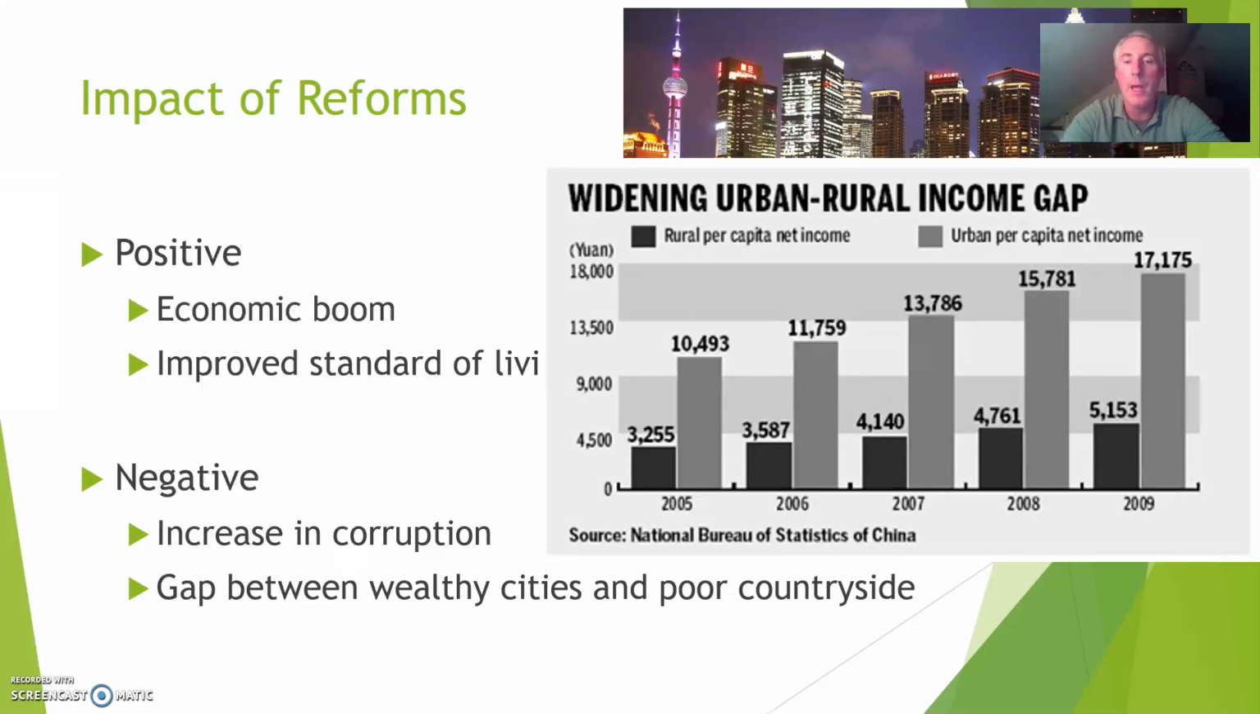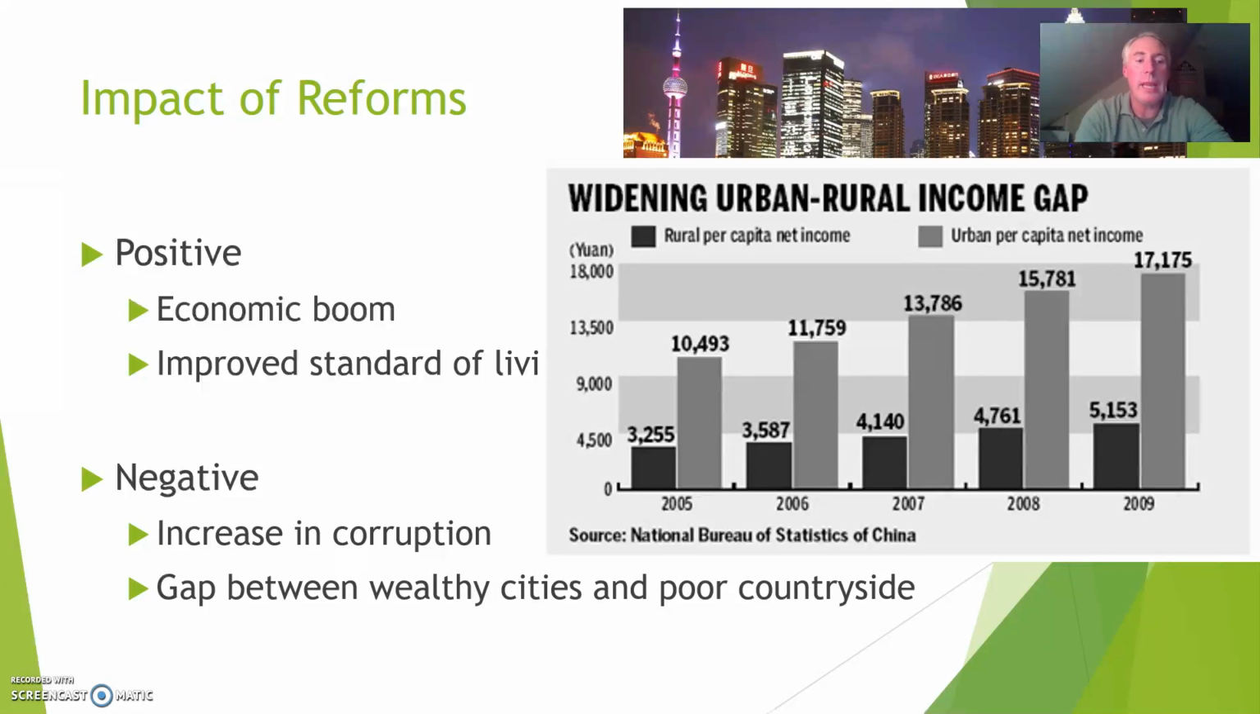You look at the chart here, 2005, okay, the rural per capita net income. Per capita income means, per household income. About 3,255 for rural, okay, meaning countryside, 10,493 for urban city. And you notice how there was a slight increase in the rural, but there was a tremendous increase in the urban. So urban was rising at a much higher rate than you saw in the countryside. The poor farmers weren't really seeing much of the benefits of this economic boom.